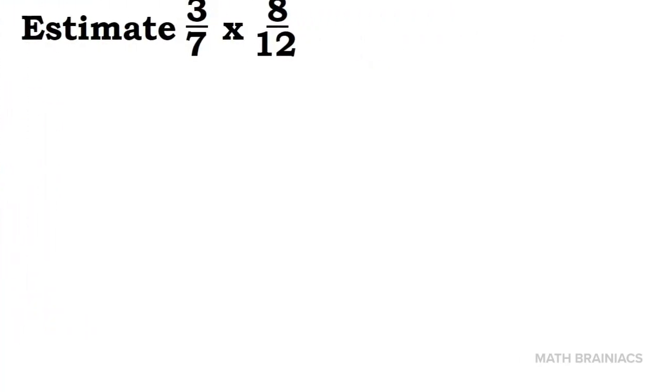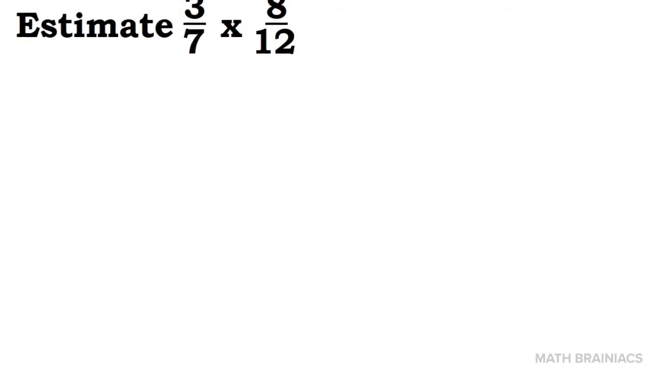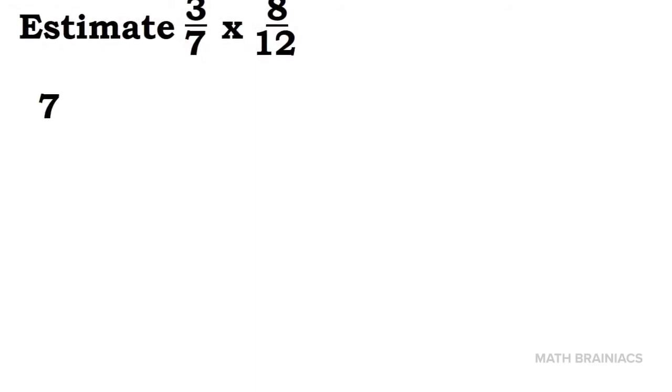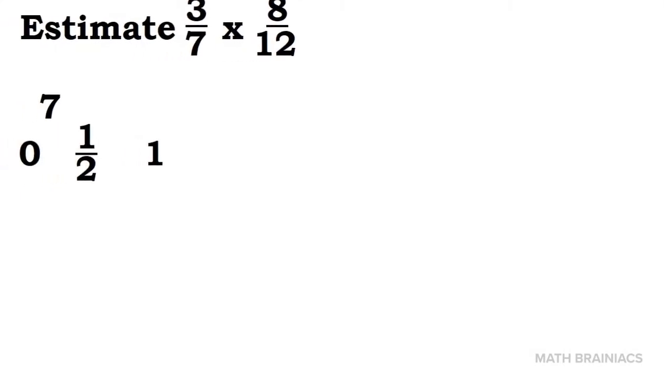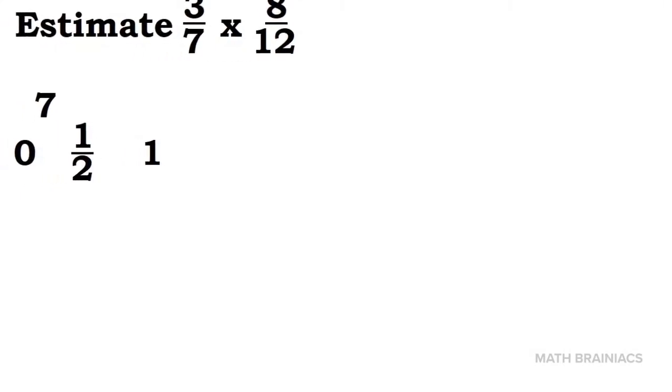Let us work on another example where we are going to multiply both fractions. We're going to estimate 3/7 times 8/12. Let us work on the first denominator, which is 7. Our benchmark is 0, 1/2, and 1.